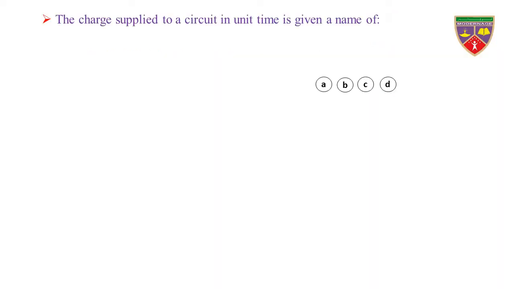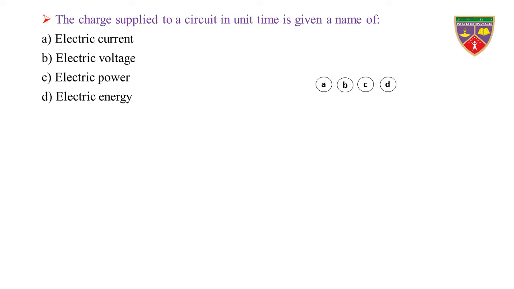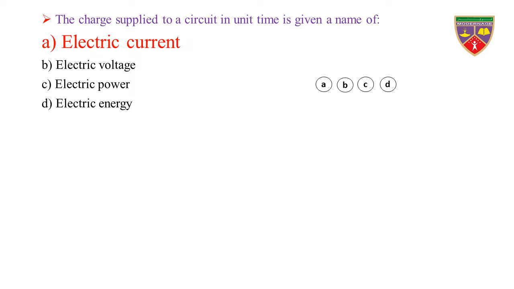The charge supplied to a circuit in unit time is given the name: option A, electric current; option B, electric voltage; option C, electric power; option D, electric energy. The key is electric current.